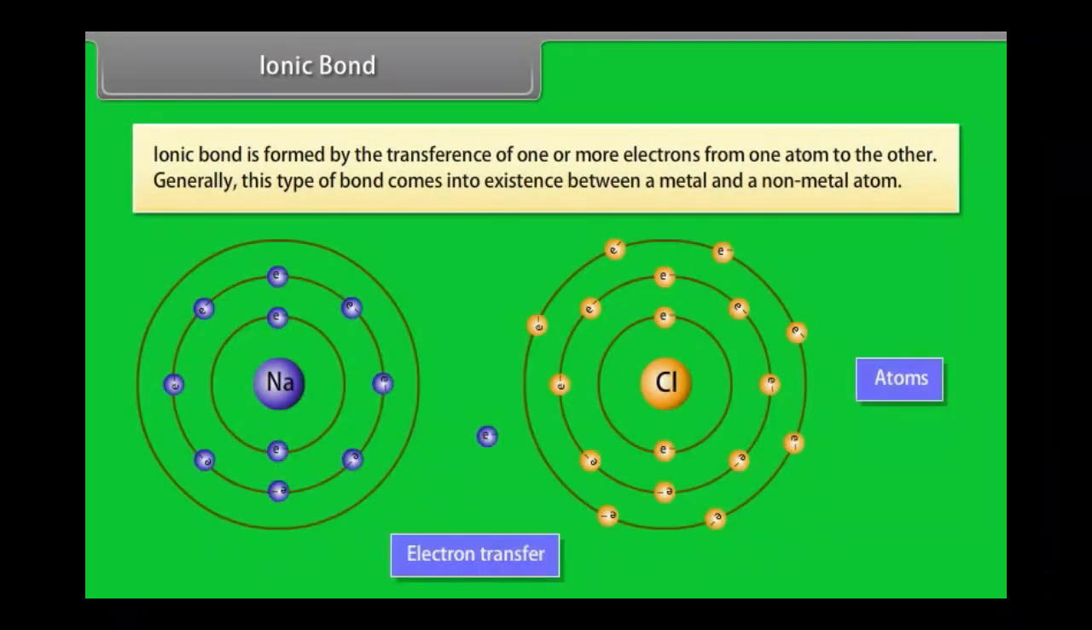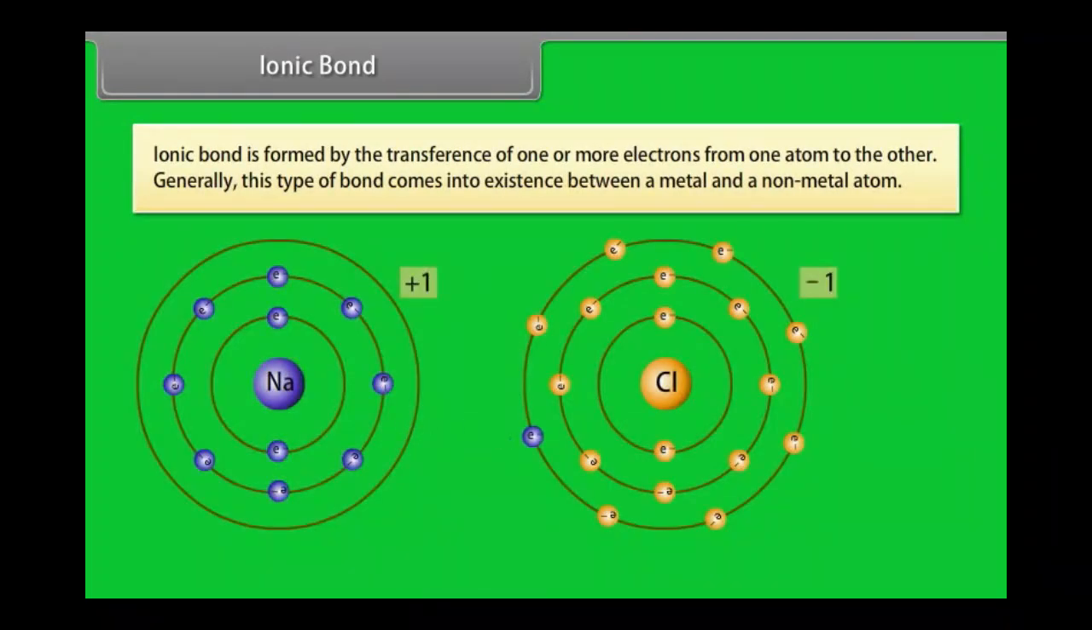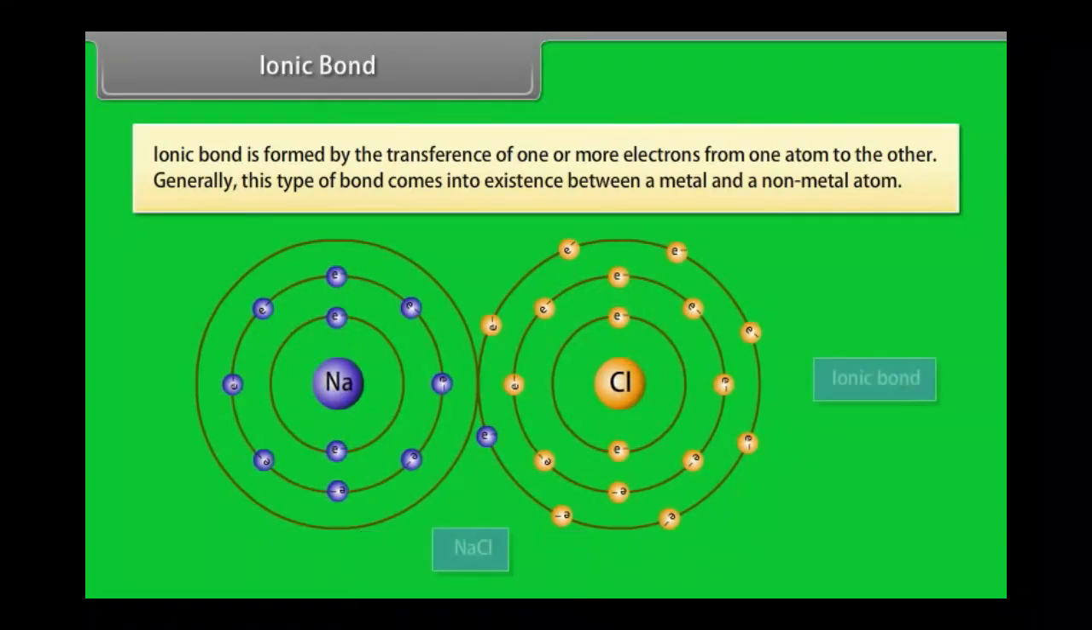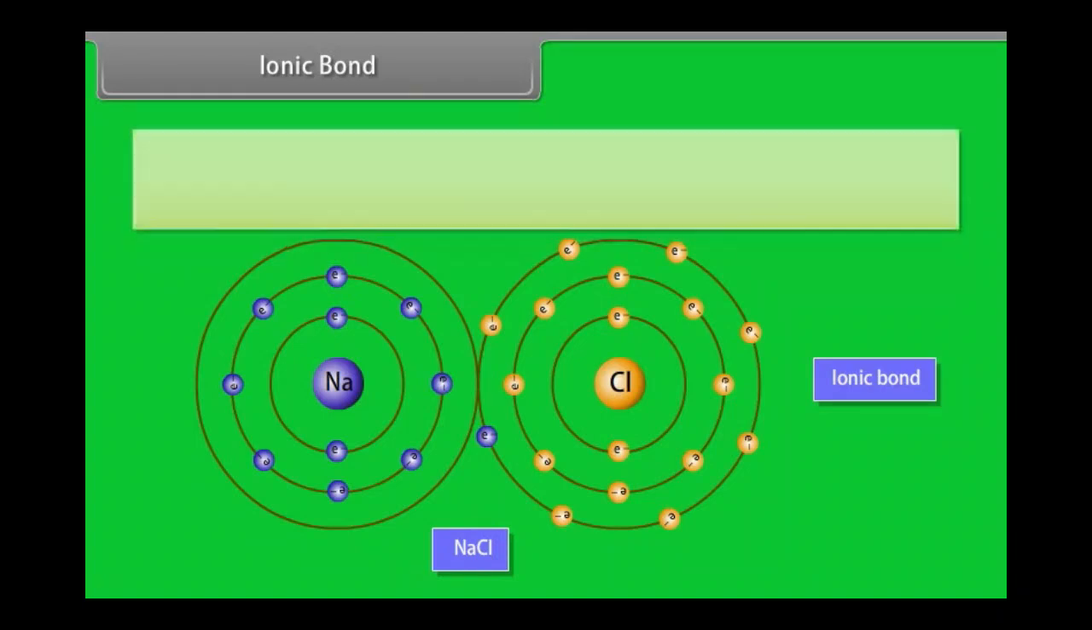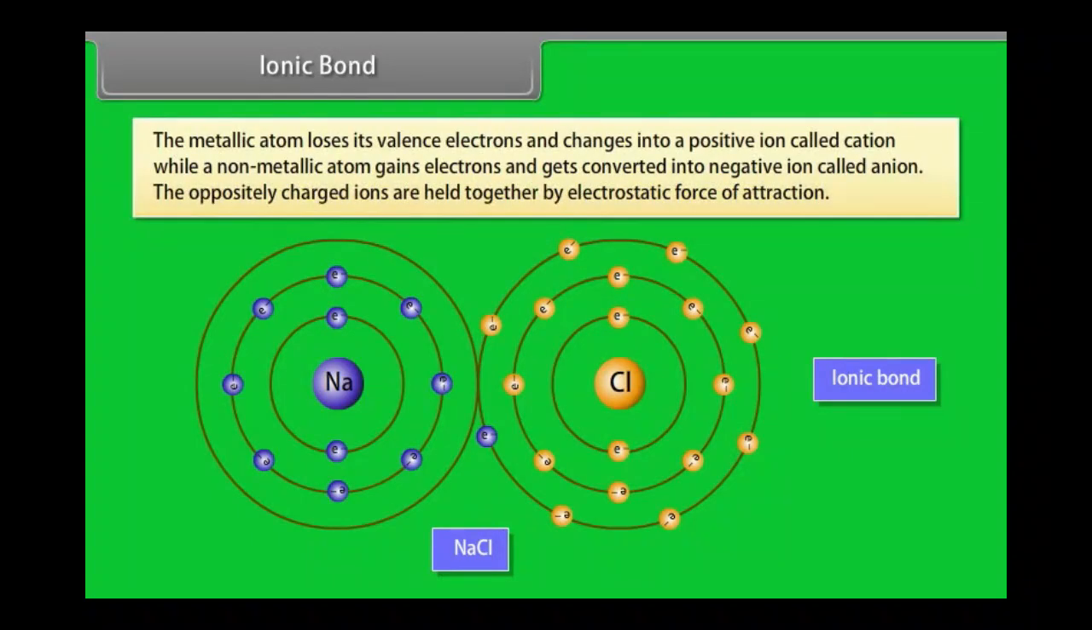Ionic bond. Ionic bond is formed by the transference of 1 or more electrons from one atom to the other. Generally, this type of bond comes into existence between a metal and a non-metal atom. The metallic atom loses its valency electrons and changes into a positive ion called a cation, while a non-metallic atom gains electrons and gets converted into a negative ion called an anion. The oppositely charged ions are held together by electrostatic force of attraction.